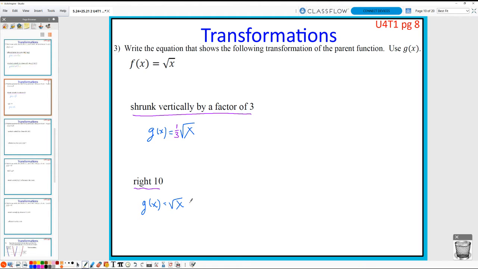Right 10, this one's a lot easier. I'm going to add 10, but be careful. Don't extend out your radical, right? I'm sorry, I totally messed this up. It's right 10, sorry. It should be underneath this square root. Right 10 means minus 10. Sorry about that.